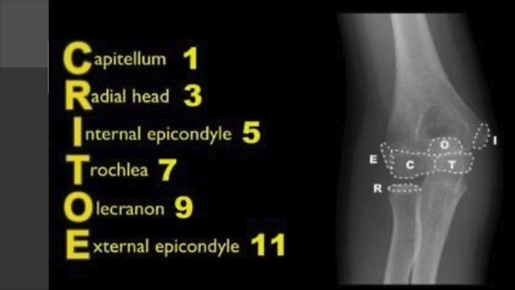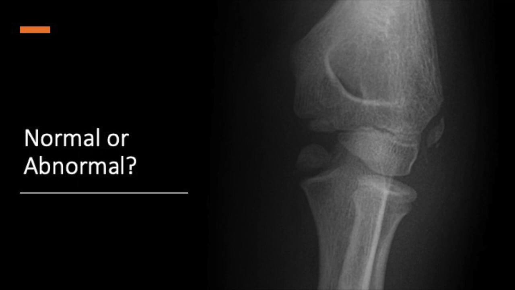If any of them is missing, then you're going to look closely for a fracture or consider advanced imaging, obtaining opinions from the orthopedic team. Let's look at some images over here. What do you think? Is this normal or abnormal?